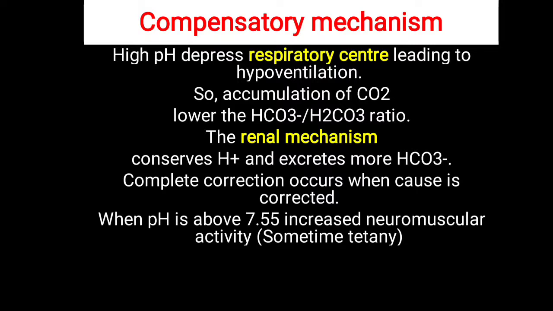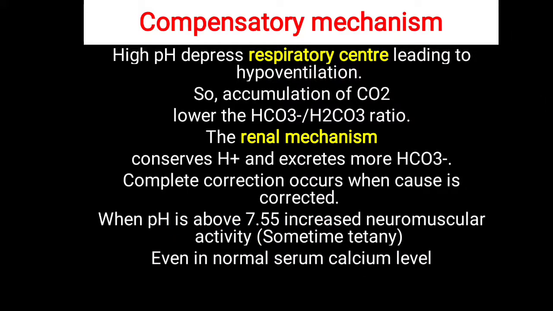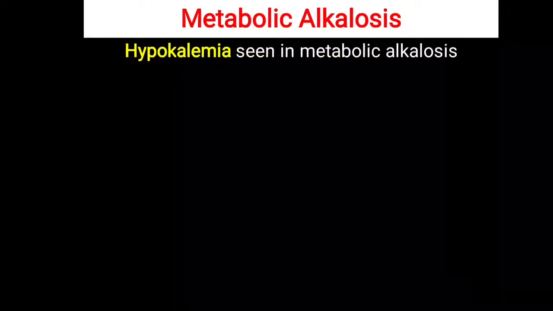Whenever there is metabolic alkalosis, the pH will be above 7.55. Above this 7.55, sometimes there is an increase in neuromuscular activity, and that can lead to tetany. So sometimes tetany will develop due to a high pH above 7.55, and it occurs even when the serum calcium level is normal. So you have to keep that in mind. Sometimes neuromuscular activity is seen, just like tetany, when there is a metabolic alkalosis, that is, when the pH is more than 7.55. Now this metabolic alkalosis is always associated with hypokalemia.